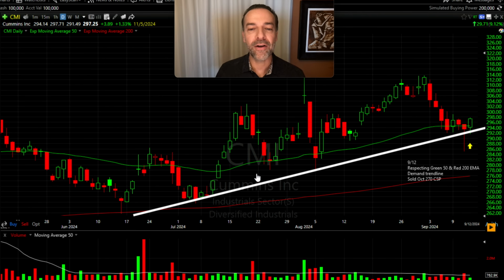And we also had our exponential moving averages. Here you see the green 50 exponential moving average and the red 200 exponential moving average on this daily time frame. And here we see that CMI is playing by our technical analysis rules. It tended to find support and resistance around those moving averages and around this upward sloping trend line.